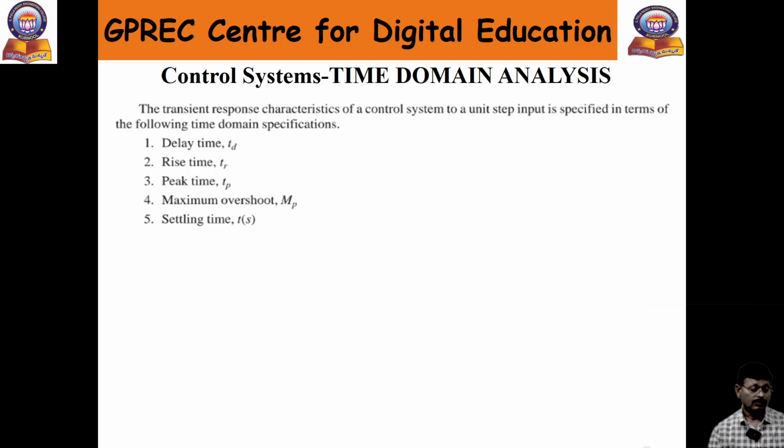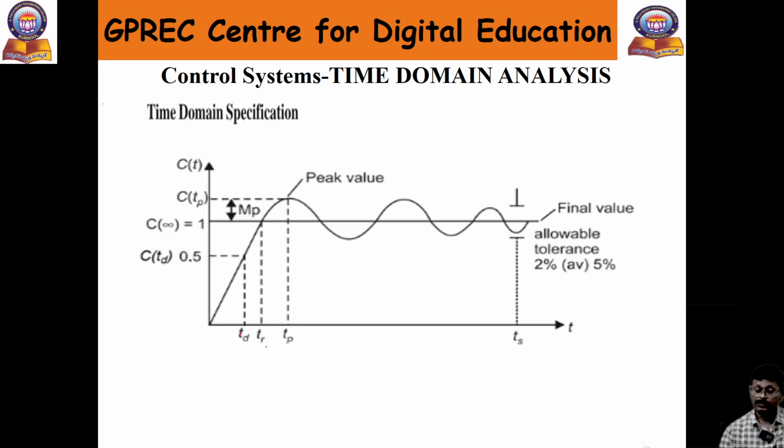Now we'll define each time domain specification. Take the first one: what is delay time? It is the time taken for the response to reach 50% of the final value. You can observe here, taking 100% as the final value, 50% of it. The time taken to reach 50% is called the delay time.